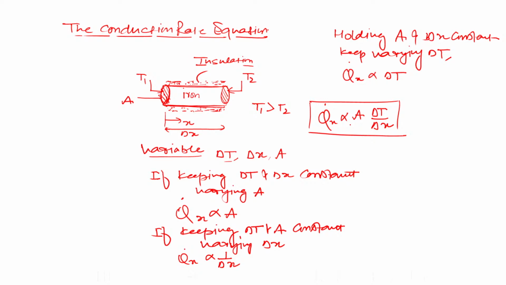What will happen if the material has been changed? For example, try to understand. This proportionality constant I will introduce in order to show the effect of material type on the heat flux. Now this material is made of iron. Suppose I change it to steel and keep the rest all as it is. The temperature difference is the same, area is the same, length is the same. Then will the heat flux be the same or different, or the heat transfer rate be the same or different? You tell me.